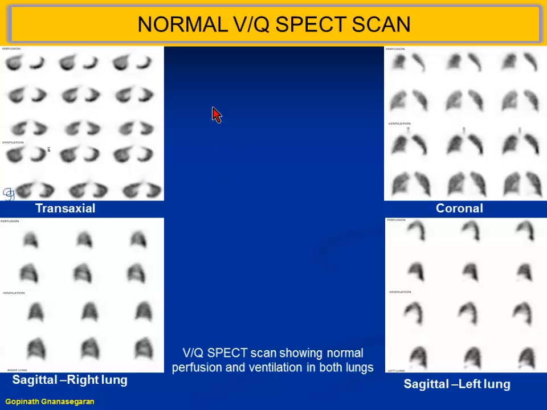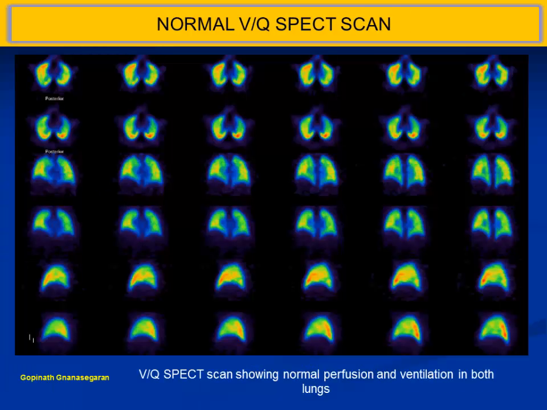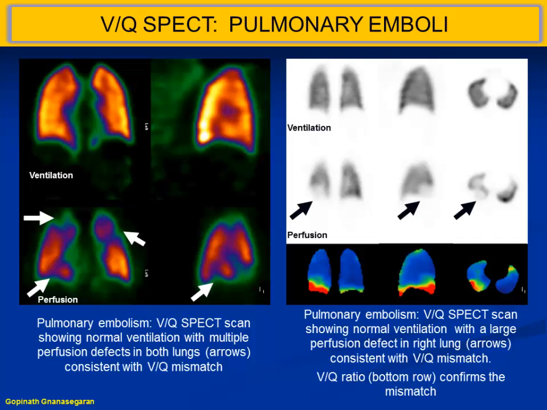This is a normal VQ SPECT scan. The top is the ventilation, the bottom is the perfusion, uniform and normal. This is how the pictures will look. You'll have three axial pictures for VQ SPECT. And if it is abnormal, it looks abnormal like any other study. Here ventilation is normal and perfusion shows multiple defects, and the bottom one is the ventilation perfusion quotient.